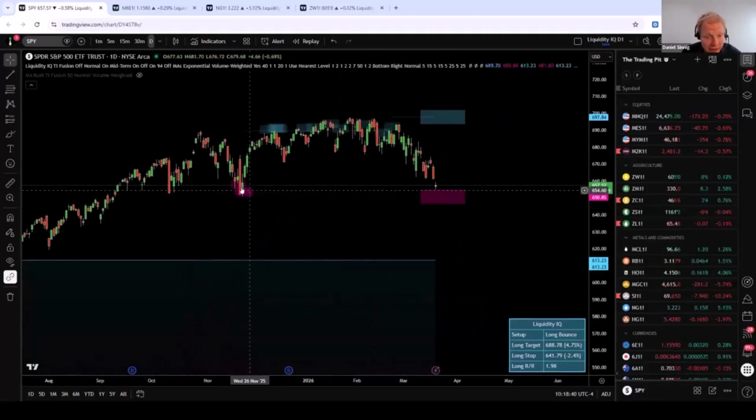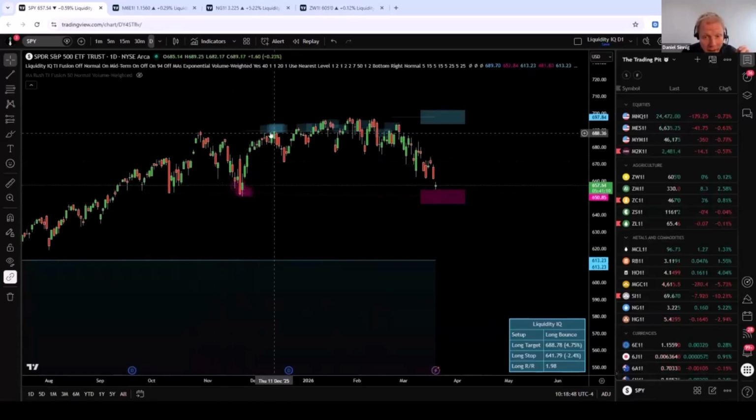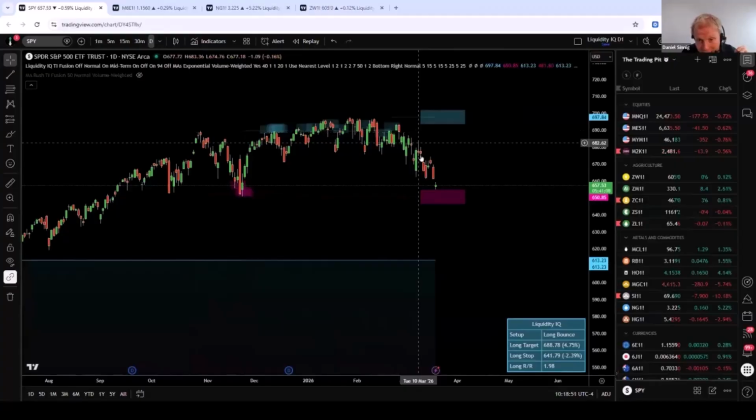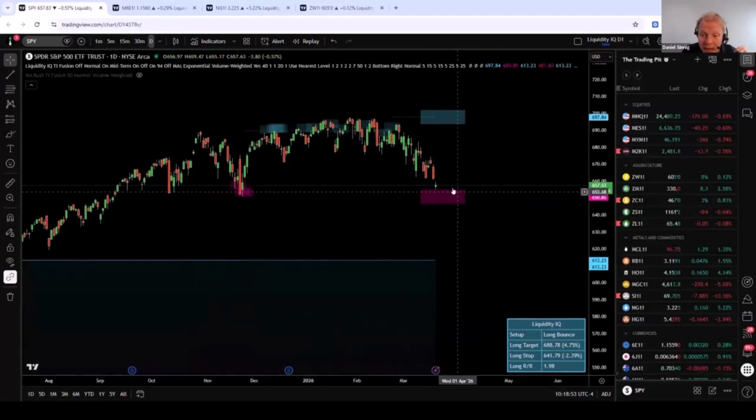We saw a similar behavior here where price came down to this key support level. There was even an event called a liquidity capture. I'm going to expand on this a bit later. And then price propelled higher. And now, once again, with today's price action, we came down to this key support level.